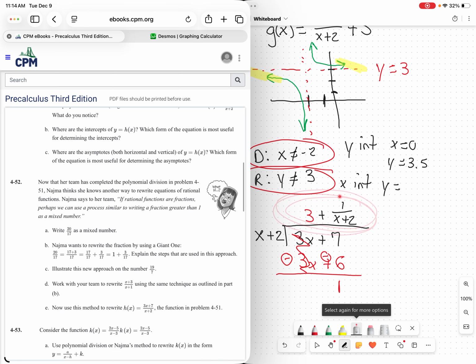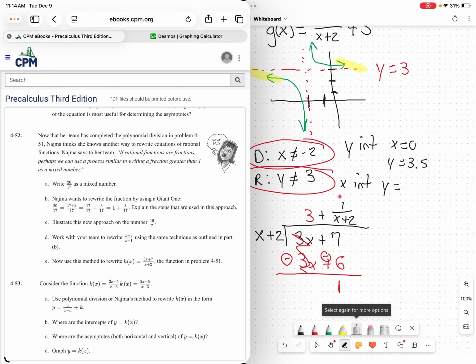Okay, so 52. Now that we have completed polynomial division, you can see this polynomial division without the remainder is going to be our end behavior. That's what we're approaching. So it could be horizontal. It could be an actual equation of what we're approaching, depending on how this works out.